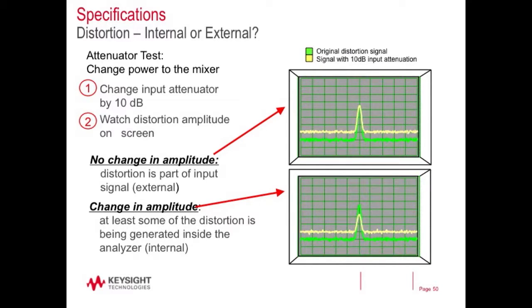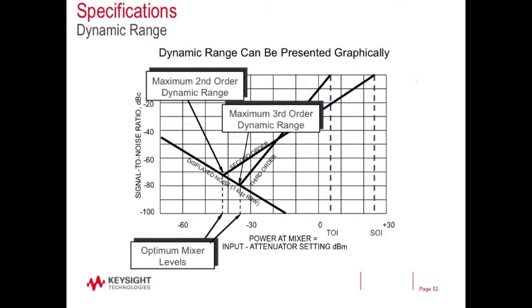You can look at the data sheets as well. And then this graph, this is what you will actually see in our data sheets, right? So you'll see our displayed average noise level here. You'll see our second and third order products here. And basically, from a dynamic range standpoint, this is your optimum point right here. So if you're wanting to avoid third order intermod products, you'll want to operate it right here at roughly minus 35. So let's say your signal is minus 10 dBm.